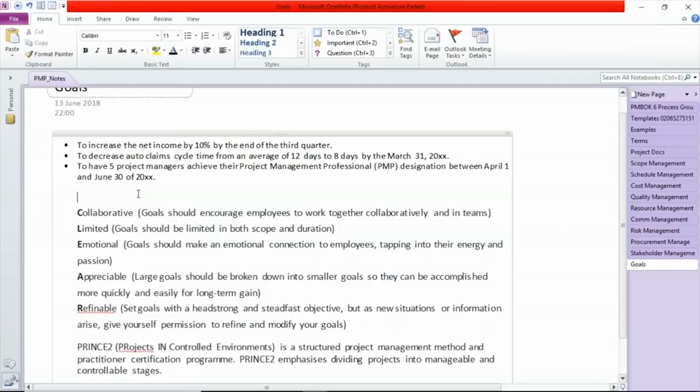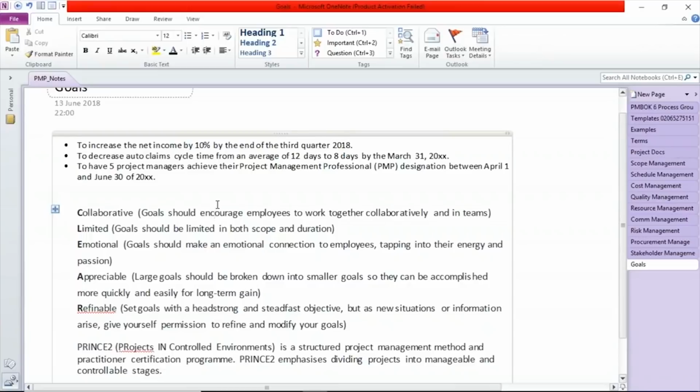By this goal, I would get better clarity in terms of what the expectation is. It's very clearly mentioned that we have to focus on increasing the net income. By how much? By 10%. By when? By the third quarter. By which year? 2018. So we could be a bit more specific over here, right?